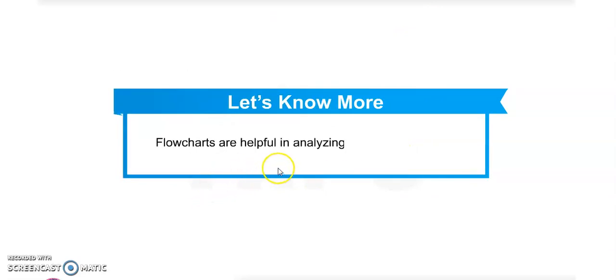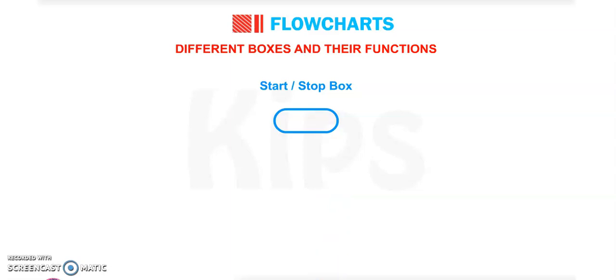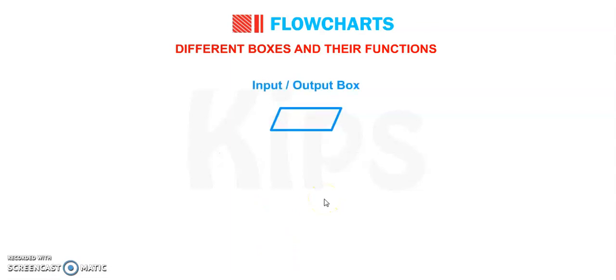Now flowcharts are helpful in analyzing the logic of problems. Let's look at the different boxes and their functions, which boxes we are using in making a flowchart. First is the start and stop box. For starting the flowchart, we will use this start box, and for ending the flowchart, we will use this stop box. So it is used at the beginning and ending of a flowchart.